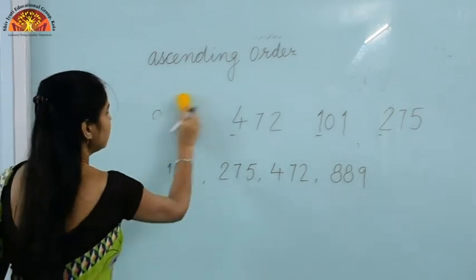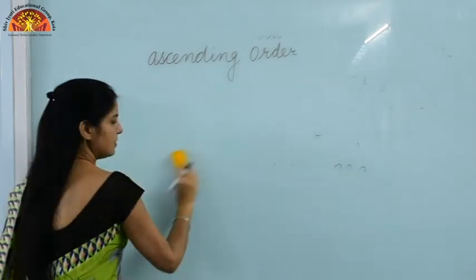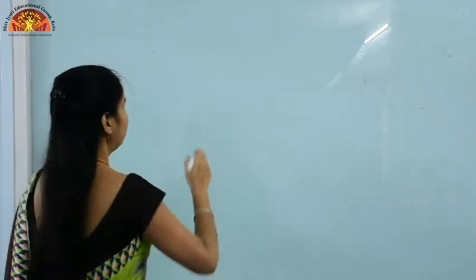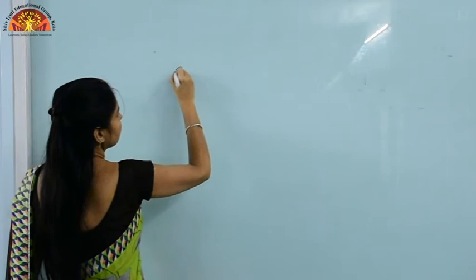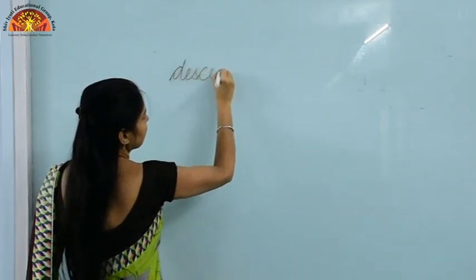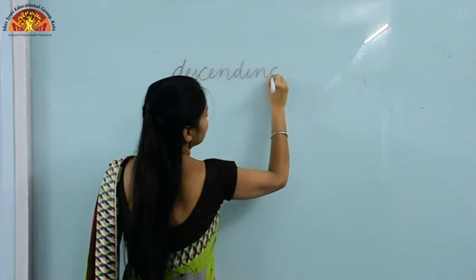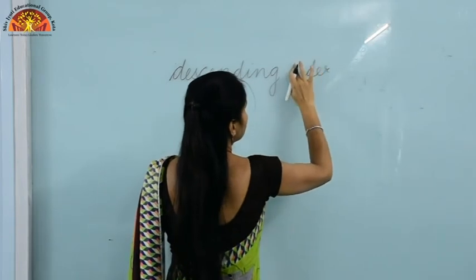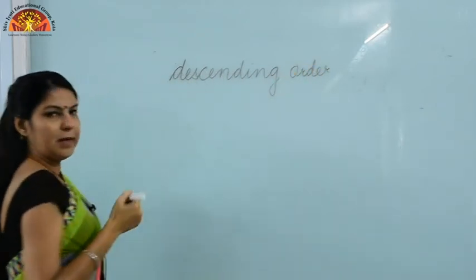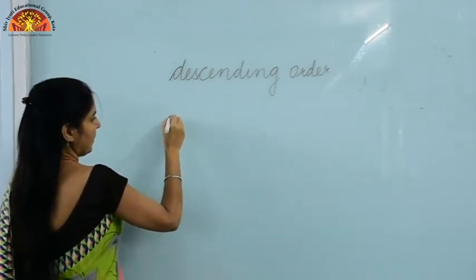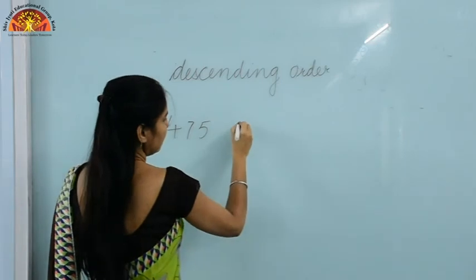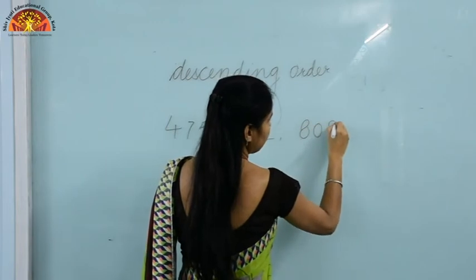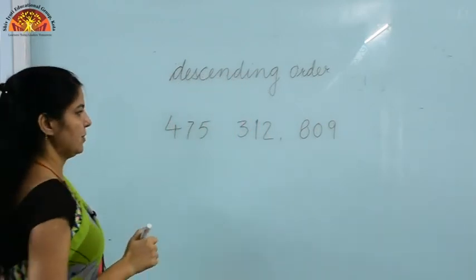Now we will see descending order. Descending order means bigger to smaller, and here you have to write first of all the bigger number. Descending order. Again I am writing few numbers on the board. See, 475, 312, 809. First of all I am taking 3 numbers.